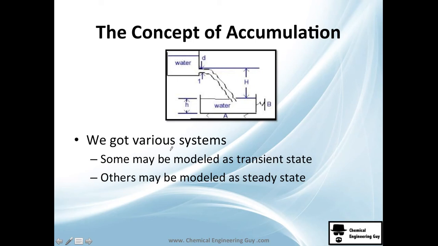Now, as we said before, we got various systems, tank 1, tank 2, and this here. Some may be modeled as transient state, for the case of this guy, and others may be modeled as steady state. The thing here, guys, is that you need to know what they are asking you for. If they tell you something about the system, you probably can ignore this and this. But if they tell you how much time it takes the tank to fill, of course you will need to use a transient state. But if they tell you how much mass is being transferred to the overall system, you don't need to do an accumulation analysis. You have your equation and you just do it.